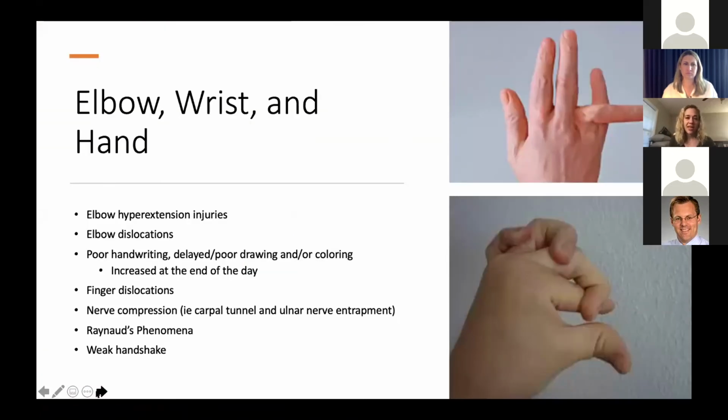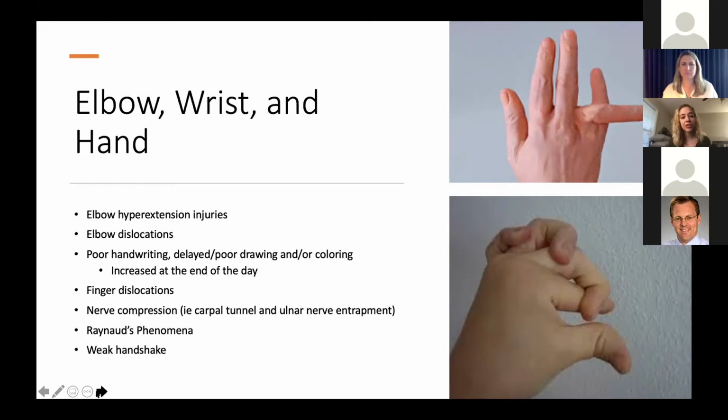So, elbow, wrist, and hand. Hyperextension injuries of the elbow are going to be pretty common. Sometimes we'll see dislocations. One thing that you'll often see in younger hypermobile patients is very poor handwriting, delayed fine motor control. So if you're interviewing a younger patient and their parent, that may be a good question to ask. Did they draw late, or is their handwriting pretty poor, or do they get really fatigued at the end of the day? And you notice a sharp decline in their ability to write or draw at age appropriate levels.